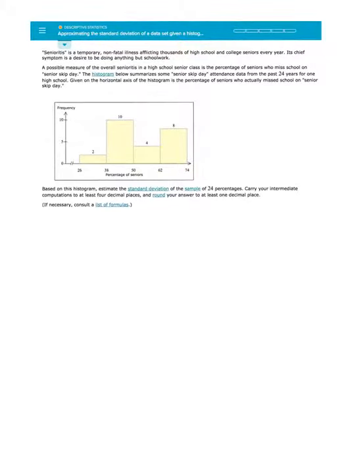In this video, we will learn how to approximate the standard deviation of data provided to us in the form of a histogram.